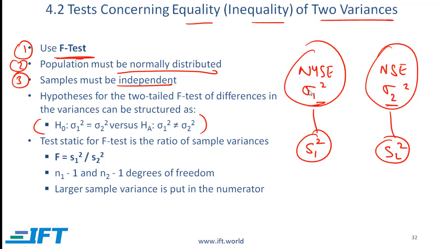When we do an F test, given that we have two populations and two samples, we have 2 degrees of freedom. If your sample size here is 50, then the degrees of freedom would be 49, and here the degrees of freedom would again be n minus 1. As a convention, we always take the larger sample variance in the numerator. That helps ensure that the F statistic is always greater than 1.